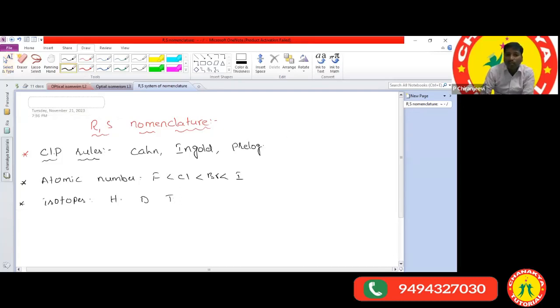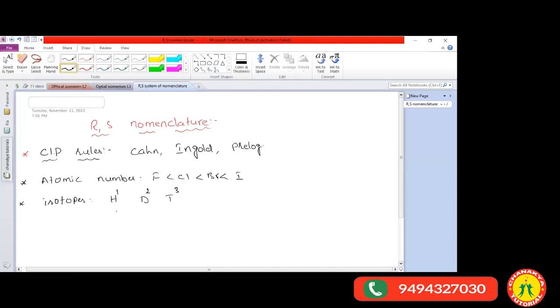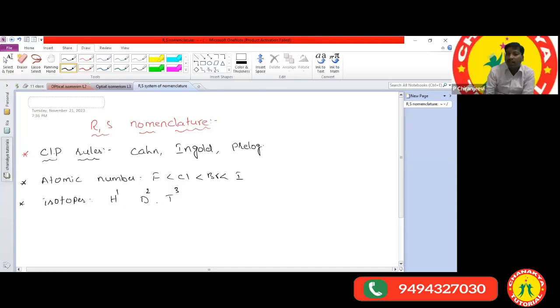So here hydrogen, deuterium and tritium: all three are isotopes of hydrogen. For which one can we give the first priority? The atomic mass of protium is 1, deuterium is 2, tritium is 3. The one with the highest atomic mass gets the first priority, so tritium gets the first priority.